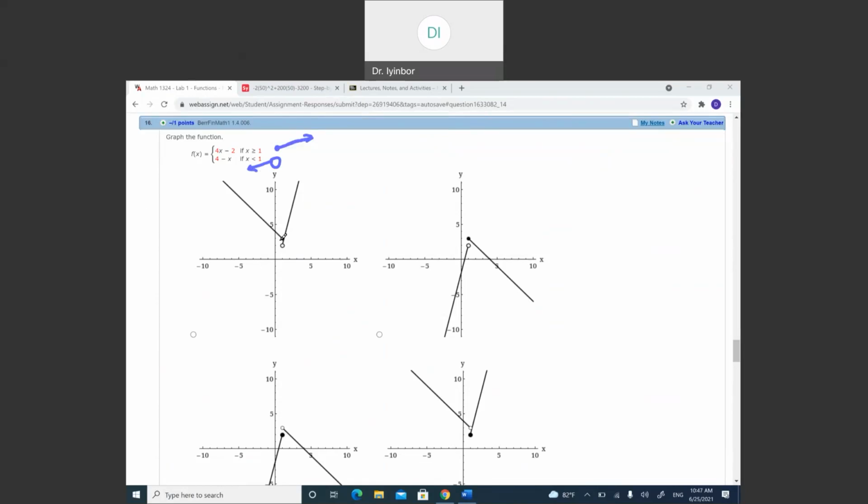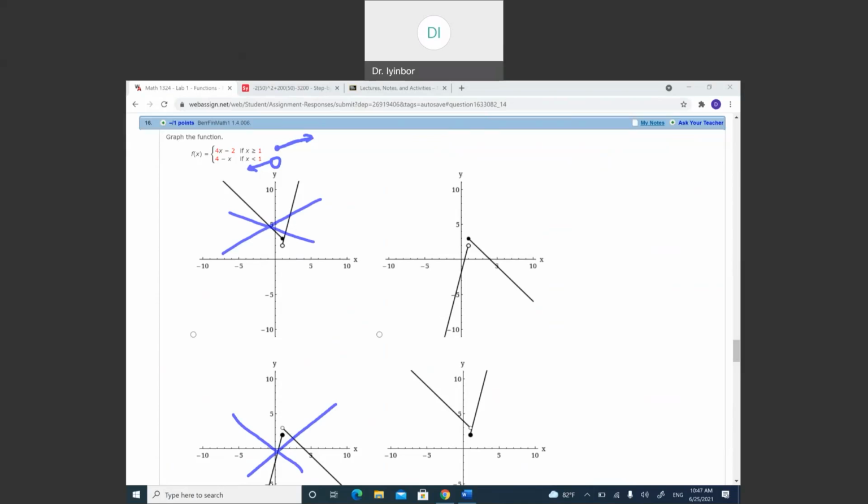So it's not this one, because here it's backwards. And also, it's not this one, because this one is also backwards. So it's going to be one of those two. Now, which one is it? So we're going to look at my equations now.